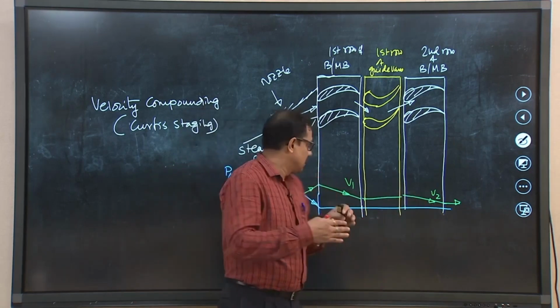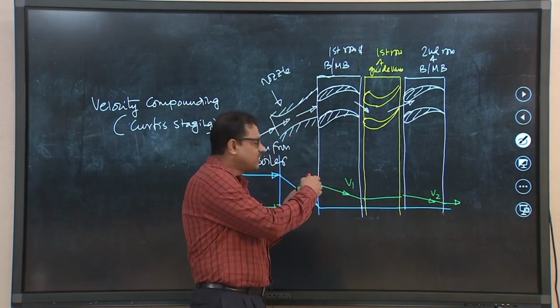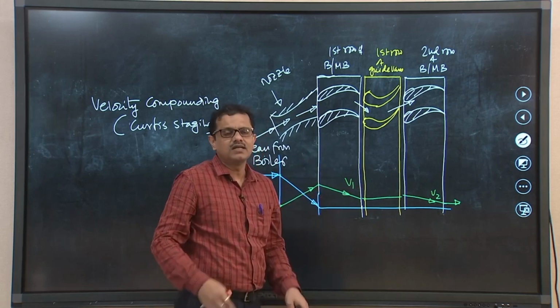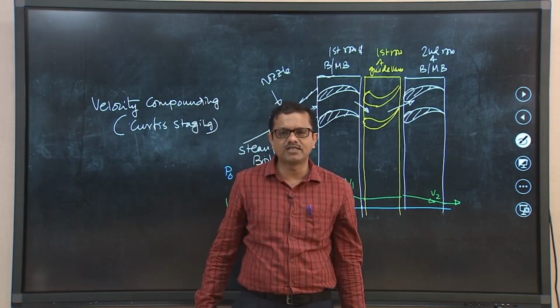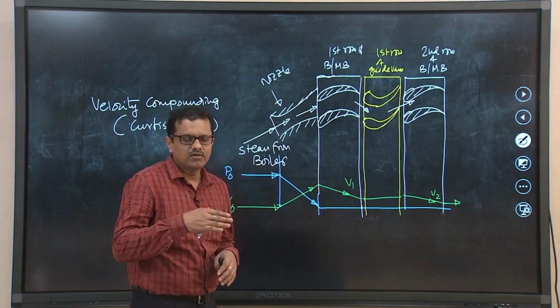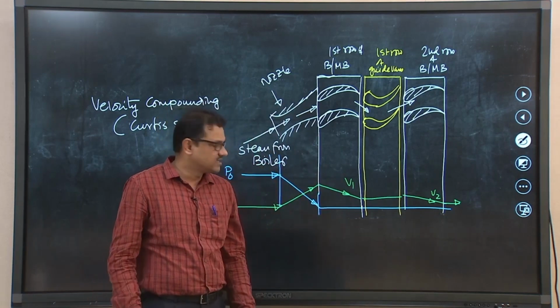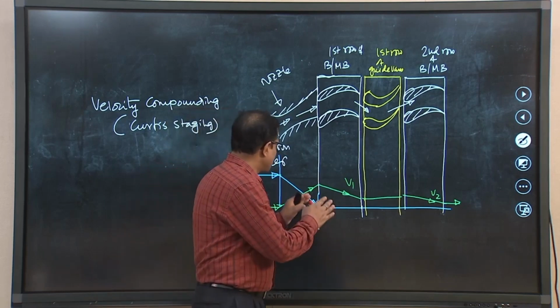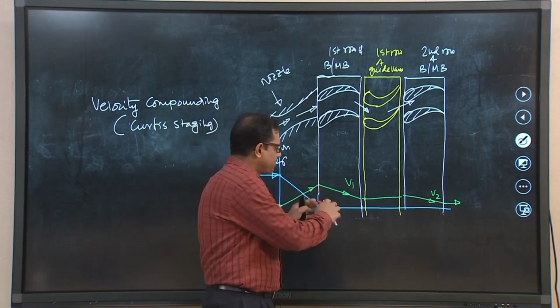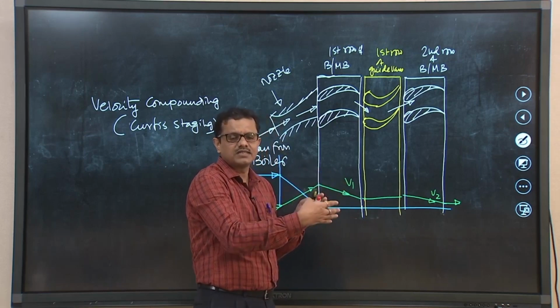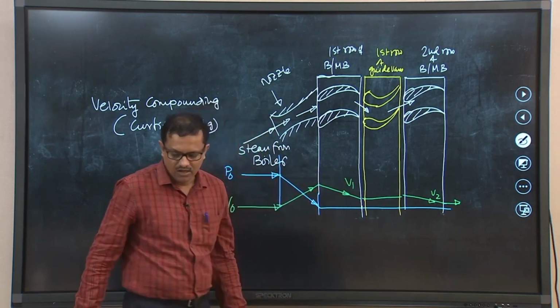So, that means that had we tried to utilize the total velocity only in the first row of blades, then the speed would have been much more, and also the requirement of wheel diameter would have been larger. So, this is known as velocity compounding. The pressure is remaining constant, but we are trying to utilize the total velocity in a number of stages, as if the velocity is compounded.